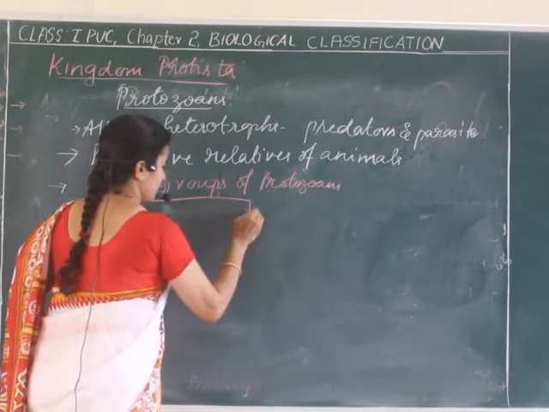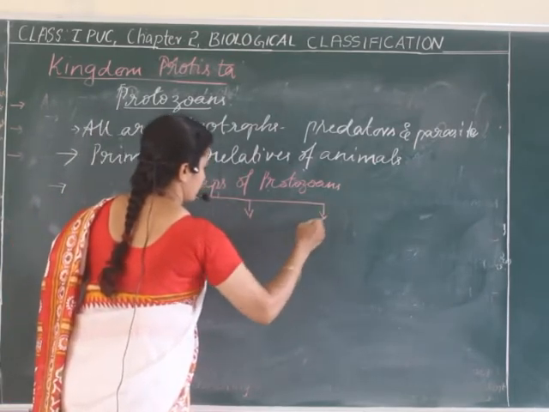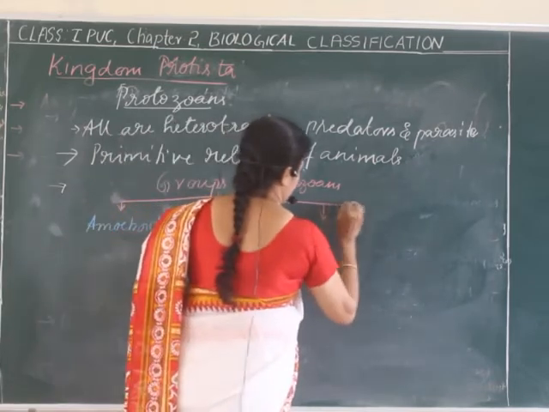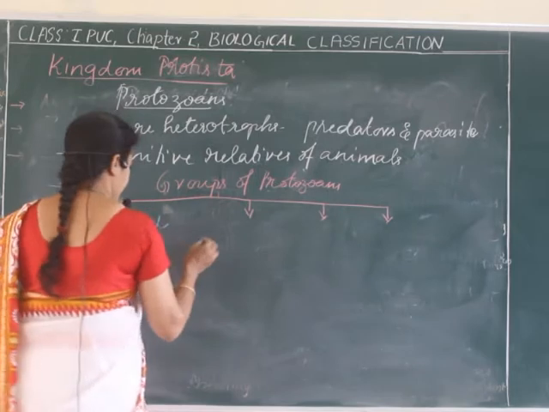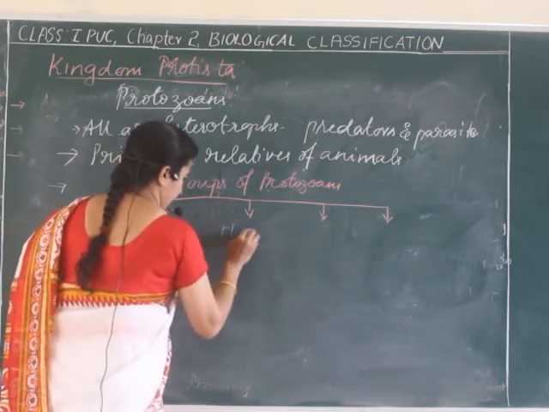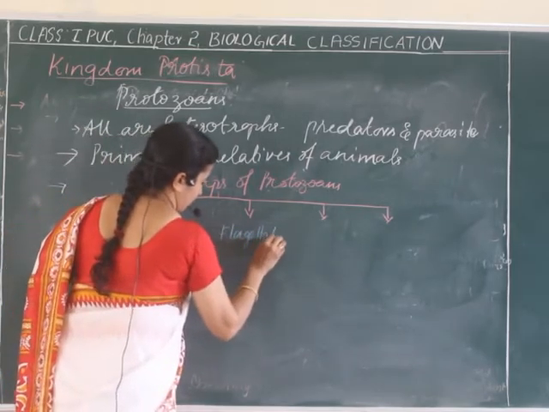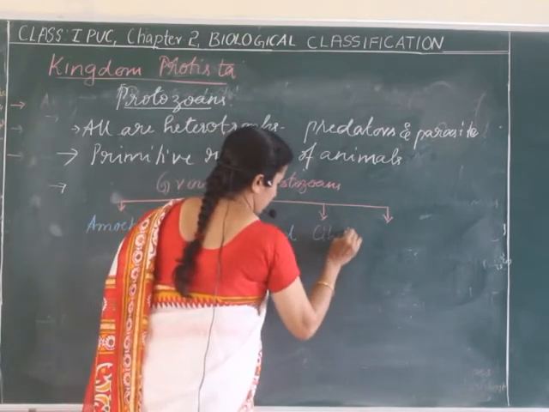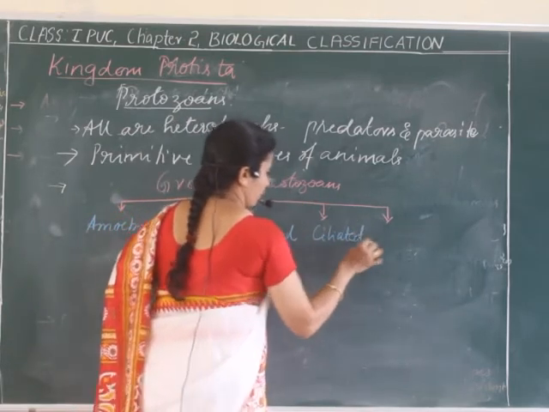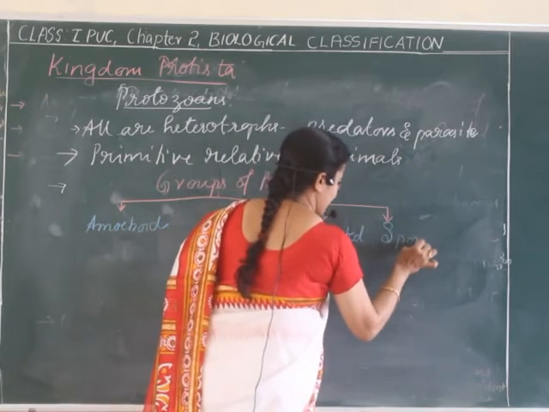Amoeboid protozoans, ciliated protozoans, flagellated protozoans, and sporozoans. Amoeboid, then flagellated protozoans. Next is ciliated protozoans. Then one more is sporozoans.